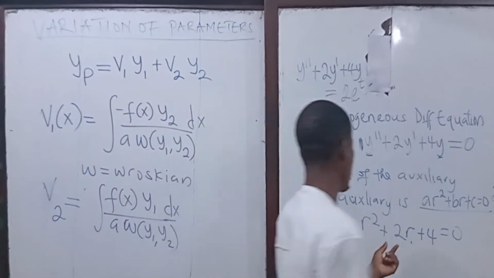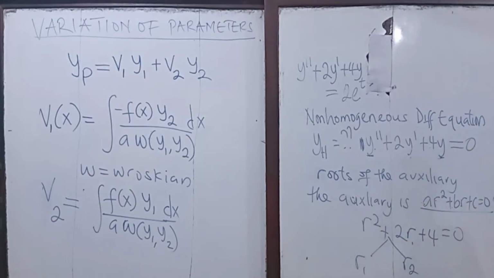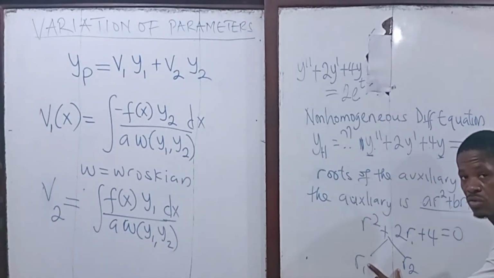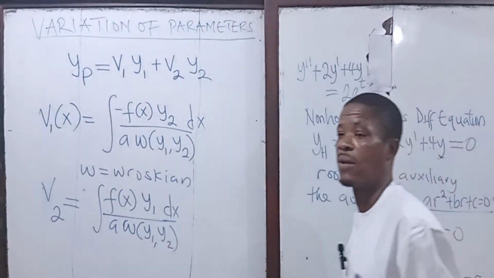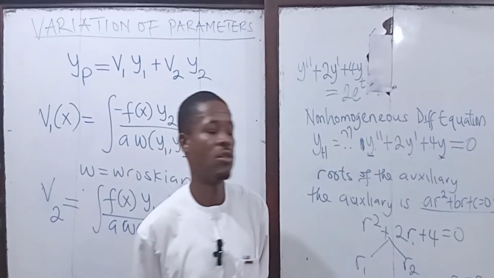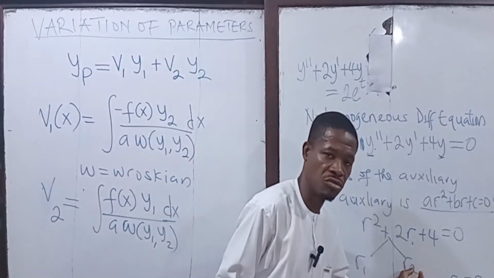So you now get the roots of the auxiliary equation, the quadratic equation. You can have many cases. You can have two distinct real roots, r1 and r2. You can have equal roots, where r1 and r2 are equal to each other. And lastly, when you solve it, you can have two distinct complex roots. So you get your r1, you get your r2.